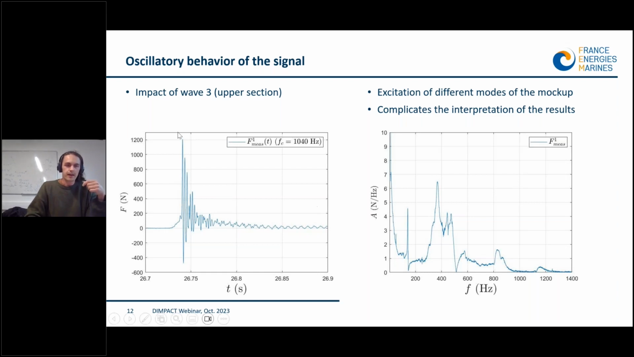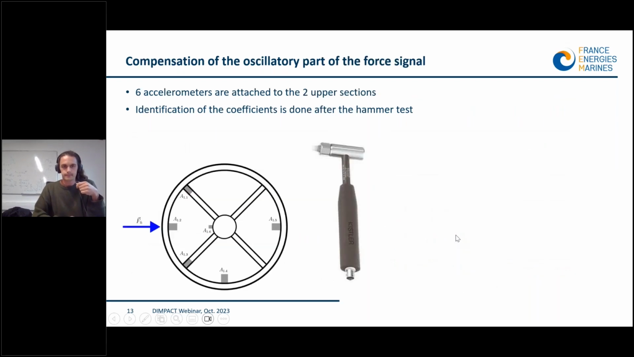So on the left, I plotted the force which is recorded during a breaking wave impact. This is the force only on the upper section. As you can see, it's very oscillatory, and this is due to the excitation of different modes of the sections. So here is the Fourier transform of this curve. You see that we have different modes that are excited. Each peak corresponds to a mode.